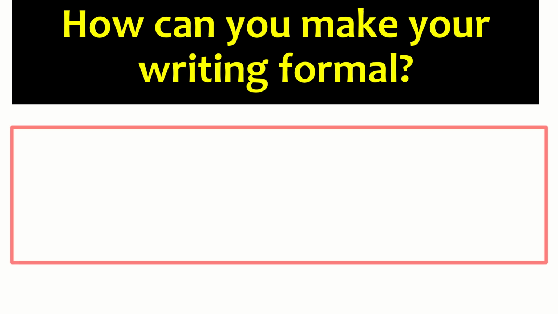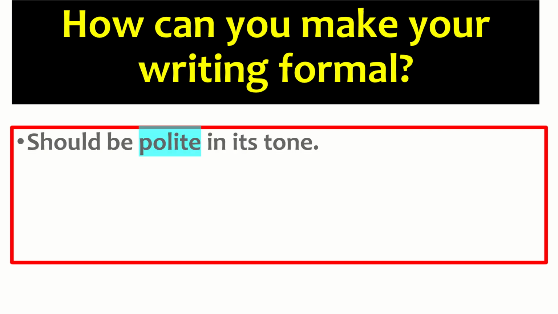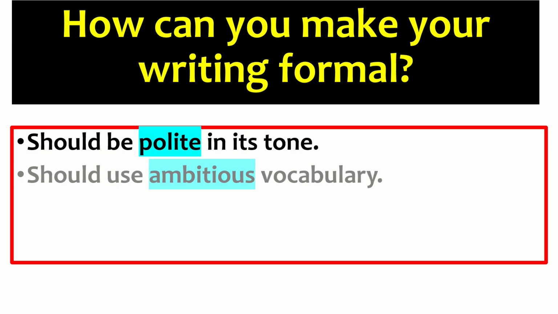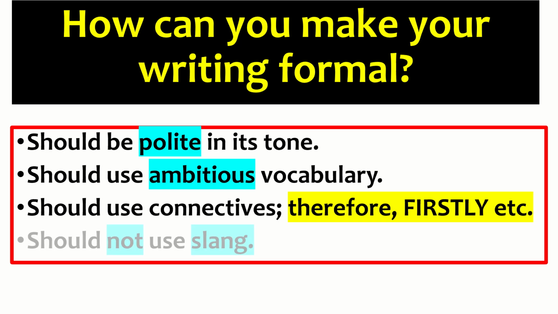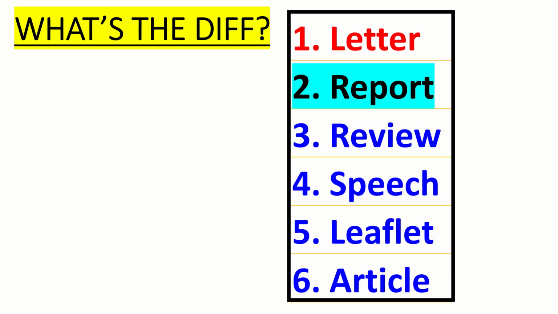Okay? And how to write formal? Well, really, you just need to be polite in your tone, be quite businesslike and ambitious in your vocab. Use connectives like therefore, firstly, in conclusion, and you shouldn't use slang. That doesn't mean that you can't use contractions. So a lot of people say to me, oh, can I not use wouldn't or shouldn't? Now, you can still use that language. You don't have to always say should not or would not, but certainly don't use slang in the report.